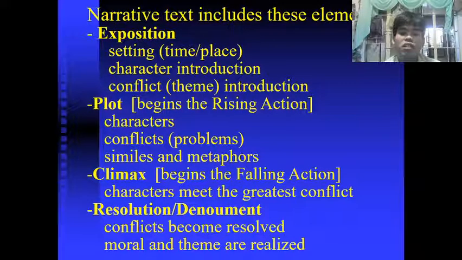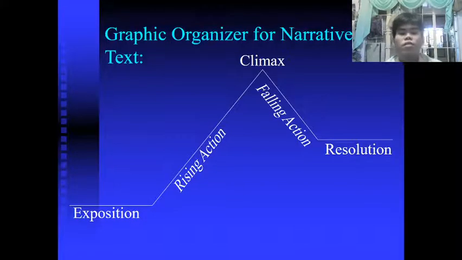Narrative texts include these elements. So we have the exposition, the setting, character, conflict, the plot, the climax, and the resolution, or denouement. So here is the graphic organizer for a narrative text. We have here the exposition, going to the rising action, going to the most important part, the climax, going to the almost ending, falling action, and the ending itself, resolution.